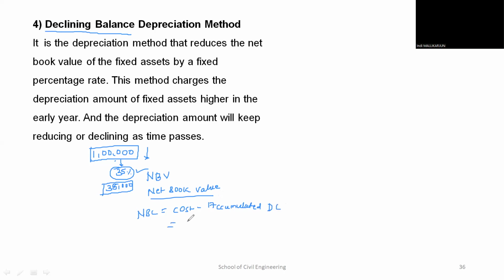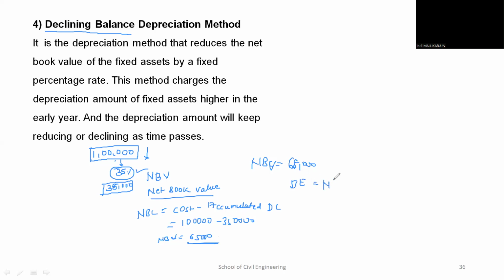Your original value was 1 lakh rupees. After 1 year, accumulated depreciation is 35,000. So for the second year, the net book value is 65,000. This is the net book value after 1 year. Net book value is now 65,000. For this net book value, you have to calculate depreciation expense.